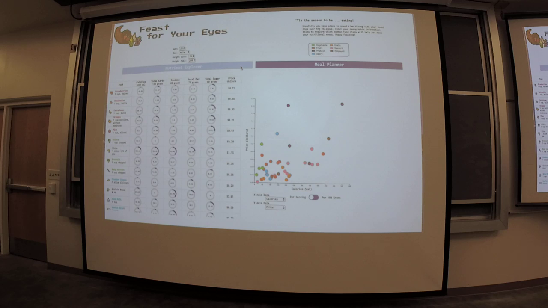On the left, we have a table showing all the foods we've put in our data set, and on the right is a scatter plot with a circle for each of those foods. The table shows price and nutritional content for serving the food. The headers of the nutrient columns also display the recommended daily value based on the personal information provided in the inputs at the top of the page. These values update dynamically.